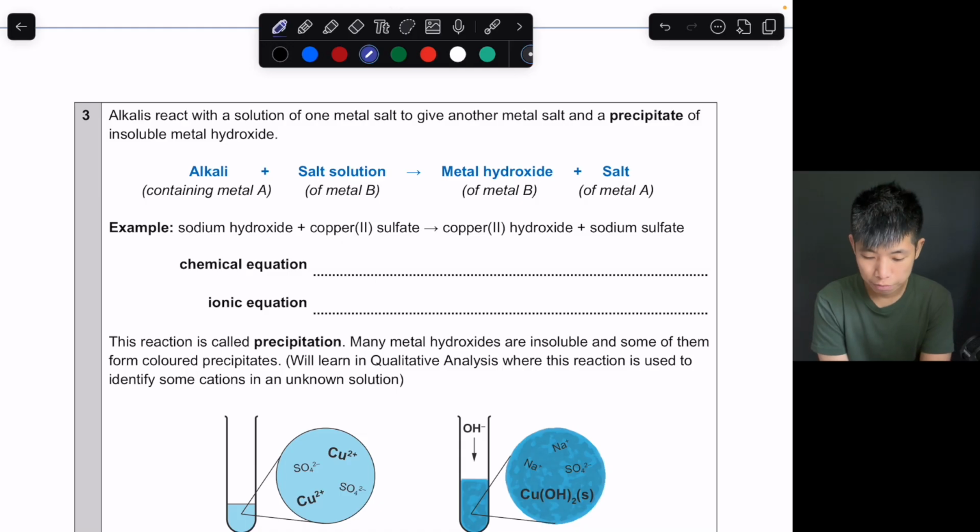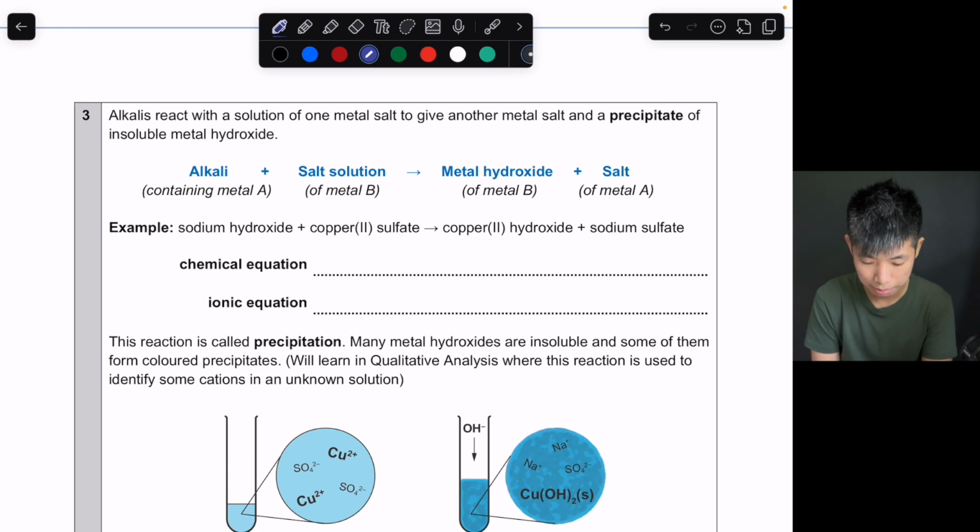The last kind of reaction that alkalis undergo is called precipitation. In chemistry, the word precipitate means a solid that is formed from a solution. As you know, alkalis contain hydroxide ions, and many metal hydroxides are insoluble in water. So if we mix an alkali with a salt solution, chances are we can get a precipitate to form.